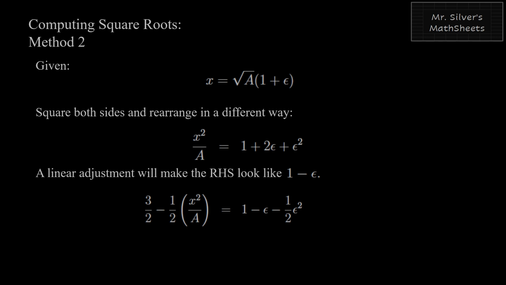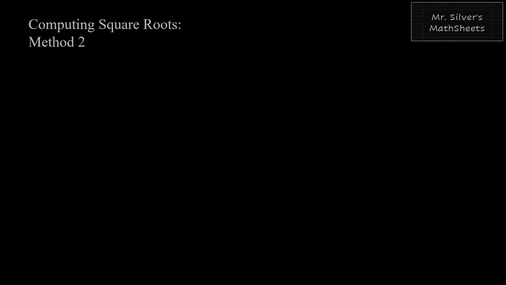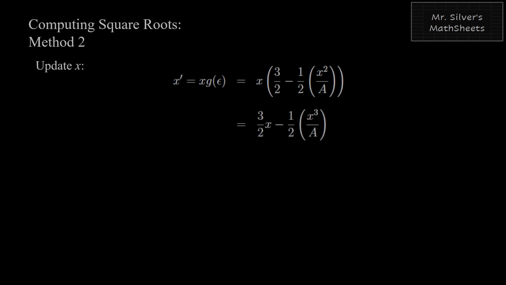And that will be our g of epsilon. So we use that to update x, and the algorithm is that x prime is equal to 3/2 x minus 1/2 of x cubed divided by a.